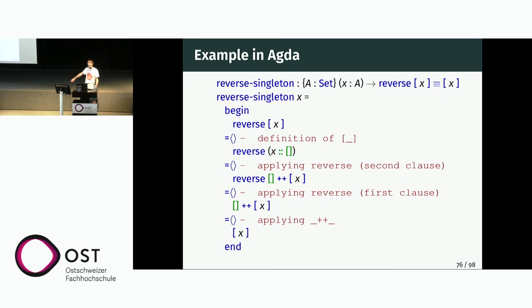And then we just write each of the intermediate steps, and Agda can figure out that all of these steps are valid. So we now have a proof of the equality in Agda. Now, this is a very verbose proof.